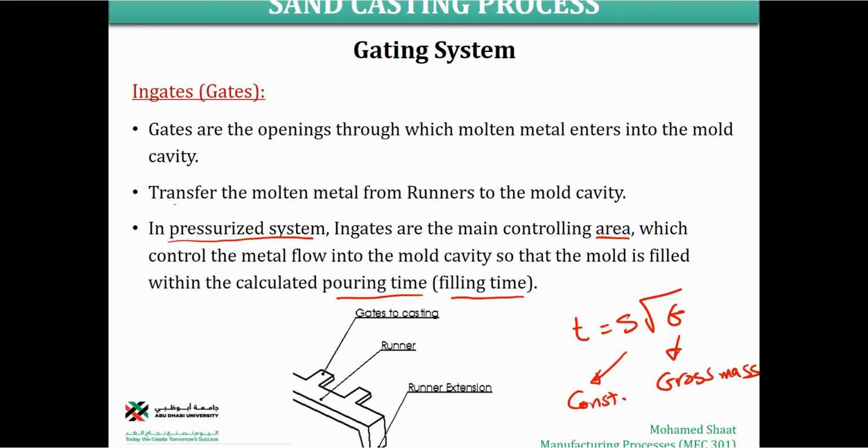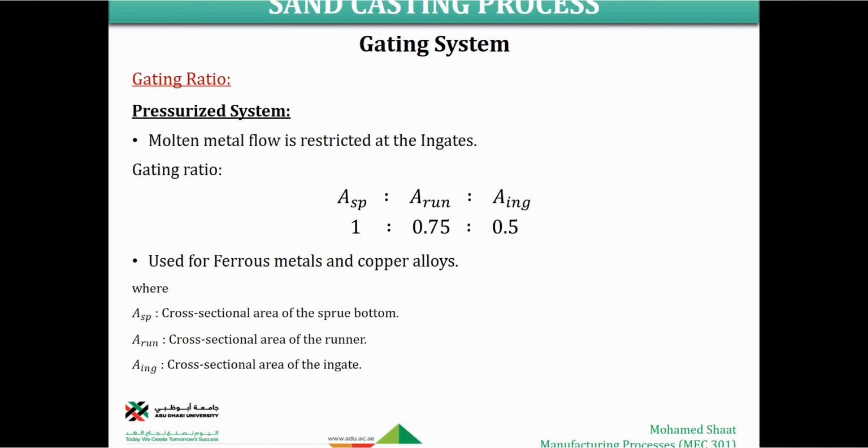So in the pressurized gating system, the ingate area is the controlling area. It's the thing that controls how fast the molten metal will be filling into the mold cavity. So it is important. All right. And generally, as we discussed in the sand mold design, in the pressurized system the molten metal flow is restricted at the ingate. The area of the sprue and the area of the runner are both bigger than the area of the ingate.